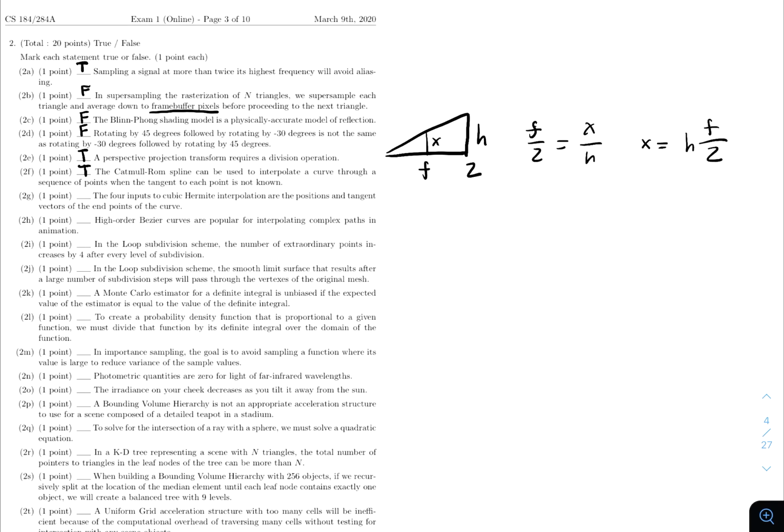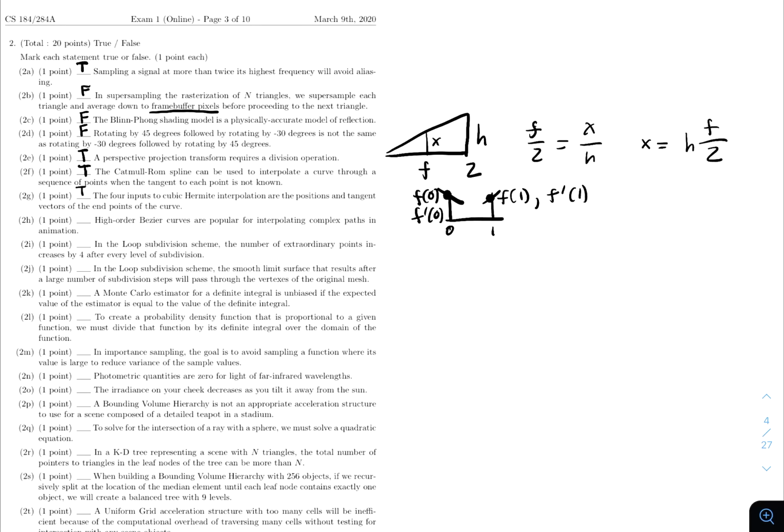Part G, the four inputs to cubic Hermite interpolation are the positions and tangent vectors of the endpoints of the curve. This is also true. In cubic Hermite interpolation, we assume we're given, at x equals 0 and x equals 1, the values of the function f of 0, f of 1, but also f prime of 1 and f prime of 0. So given the tangents, cubic Hermite interpolation will fit a cubic polynomial to these four constraints.